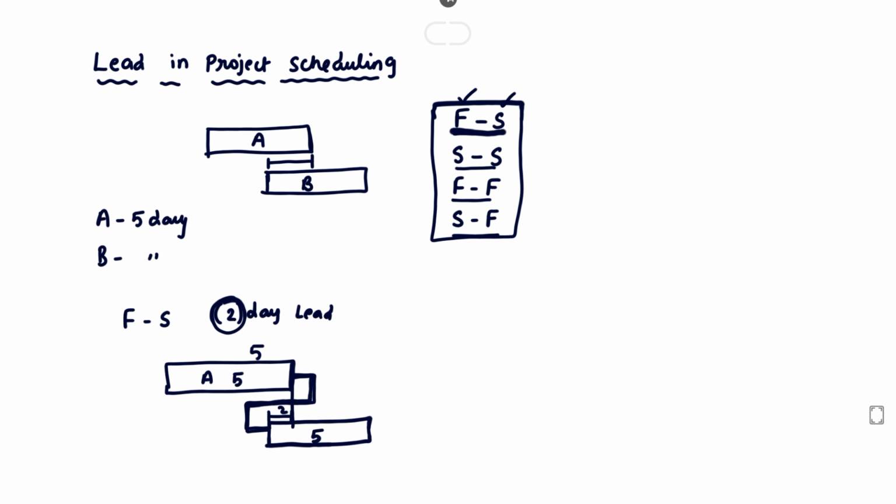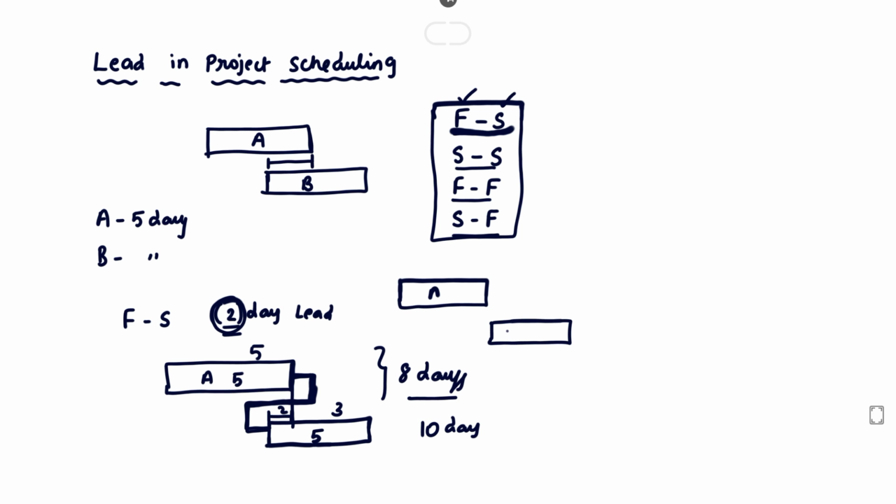But the lead is 2 days. Before completing the activity, 2 days earlier, activity B will be started. So the remaining duration is 3 days. Now the total project duration is 8 days. If there is no lead in the activity, the completion time is 10 days. If there is no lead, the diagram will be like this.